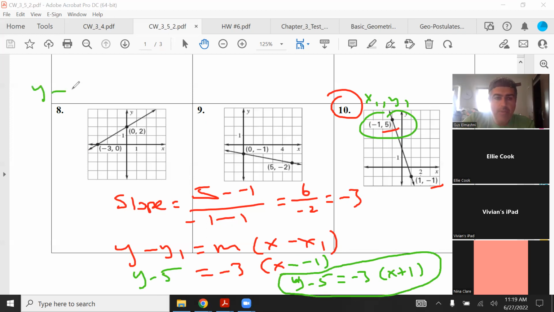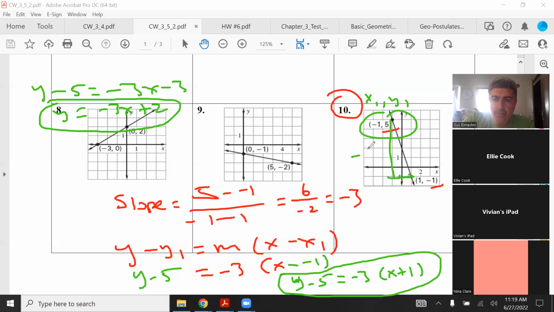But if you wanted to move things around or distribute, go ahead. Nothing wrong with that either. And so that would be my equation in slope-intercept form. Definitely makes sense. I have a slope of -3, down 6, right 2. And then it looks like it is touching the y-axis at 2. So that should be fine.